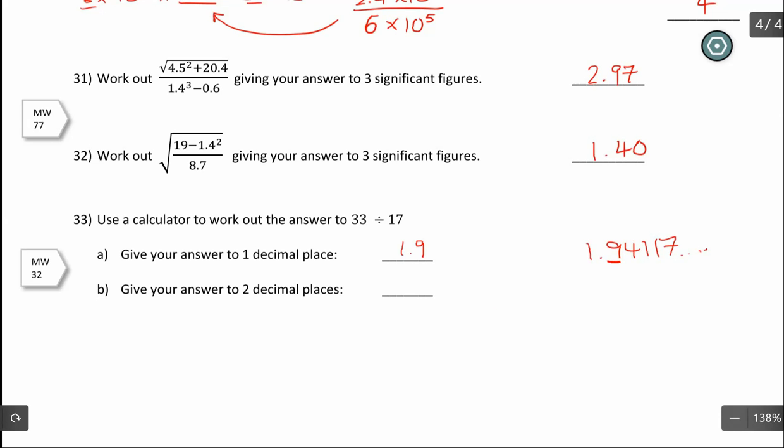To 2 decimal places, the 4 is the second decimal place. Should that stay a 4 or round up to a 5? It should stay a 4. So 1.94.